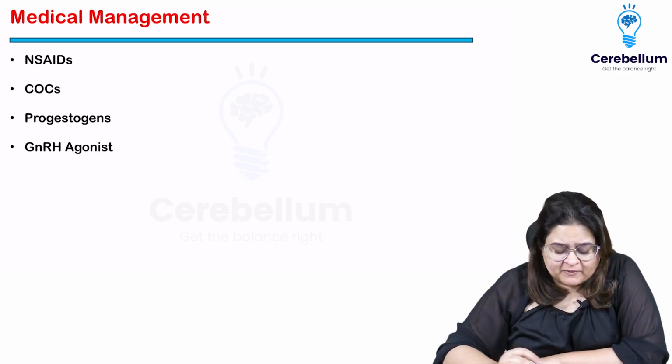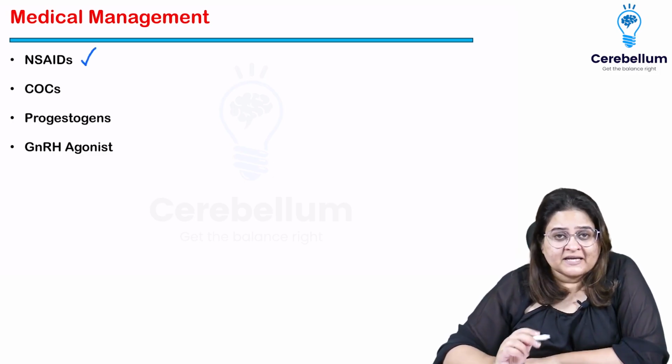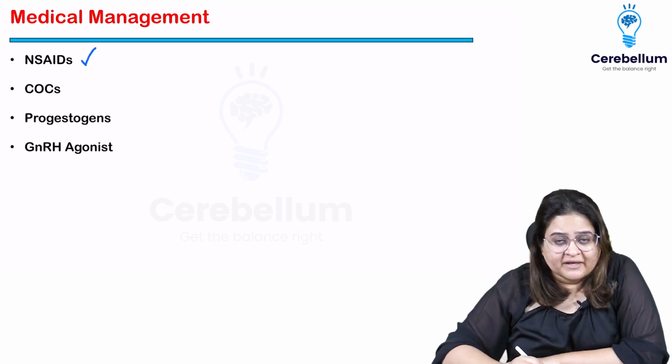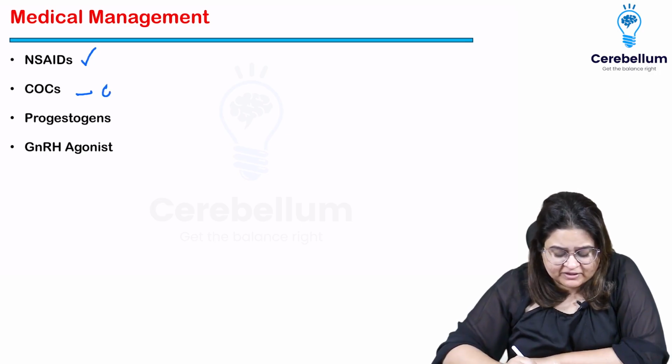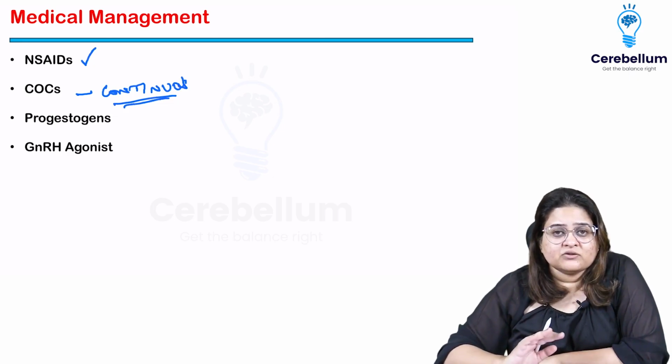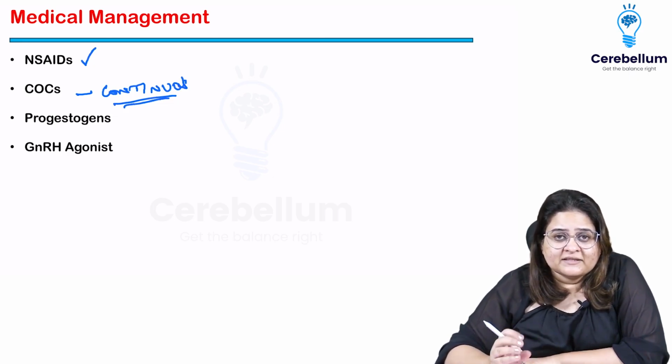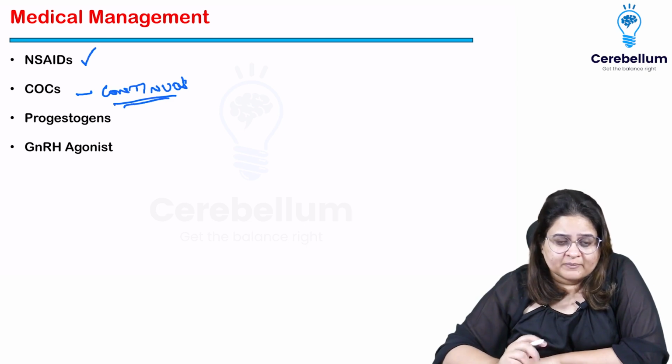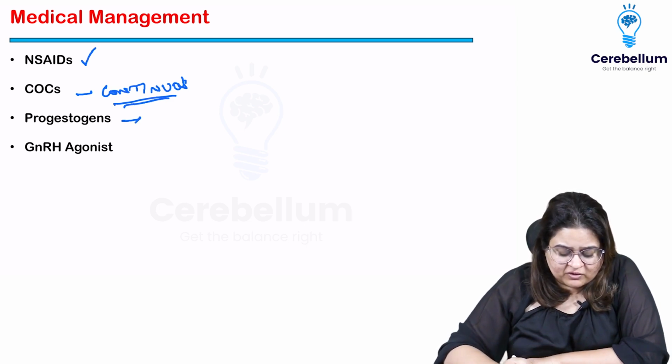What is medical management? Again, initially we start with NSAIDs. We can even give combined contraceptive pills, and this is usually given continuous, not cyclical. We give it continuous, so the woman is in a state of amenorrhea, and that leads to healing of the endometriotic implants. Or you can give progesterone in many forms.